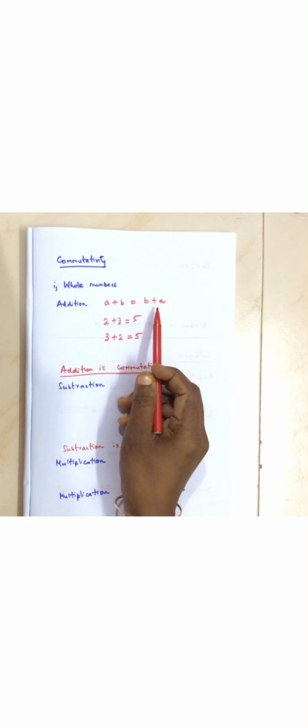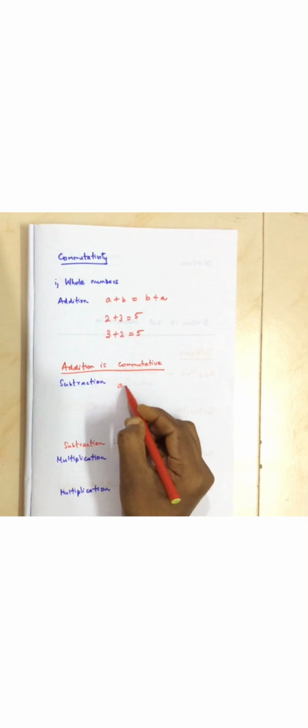Let's take whole numbers. For example, 2 plus 3 gives 5. Similarly, you can interchange: 3 plus 2 also gives 5. So this is very easy to understand. Addition is commutative. I repeat it once again. For the commutative property under addition, if a plus b is equal to b plus a, then you can say addition is commutative for whole numbers. You have to say a and b are whole numbers.